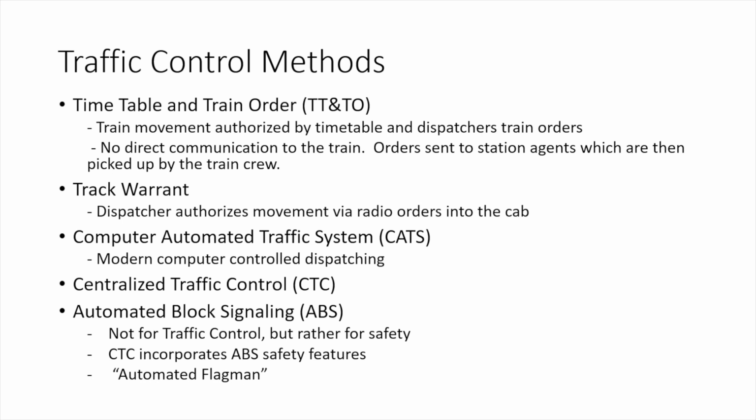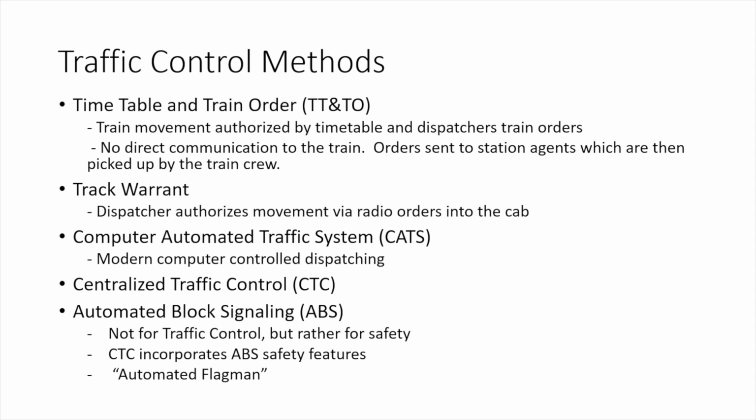We're obviously going to be focused on CTC in this presentation, but before I get to CTC, I want to just touch on how ABS, automated block signaling, fits into CTC. So when you hear automated block signaling, think of this as being primarily a safety feature. It's not for traffic control, but it's really for safety of the trains. I often think of ABS as being an automated flagman protecting the train.